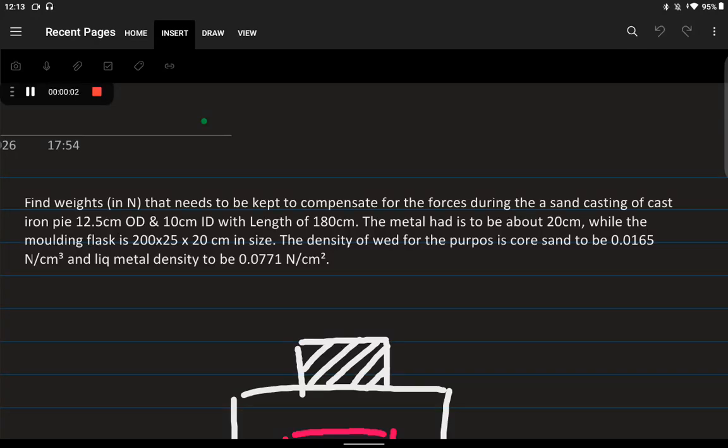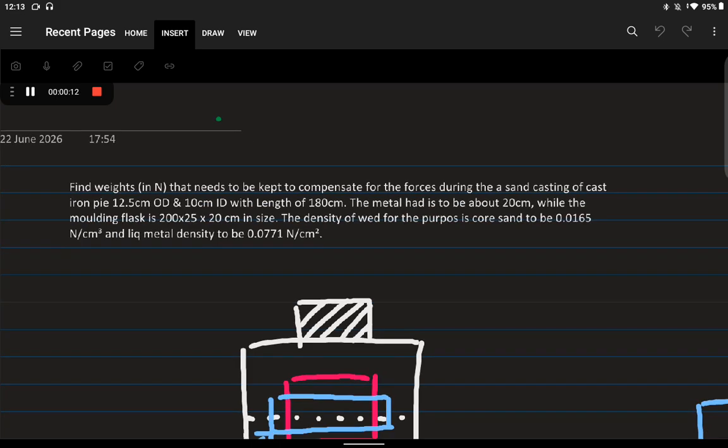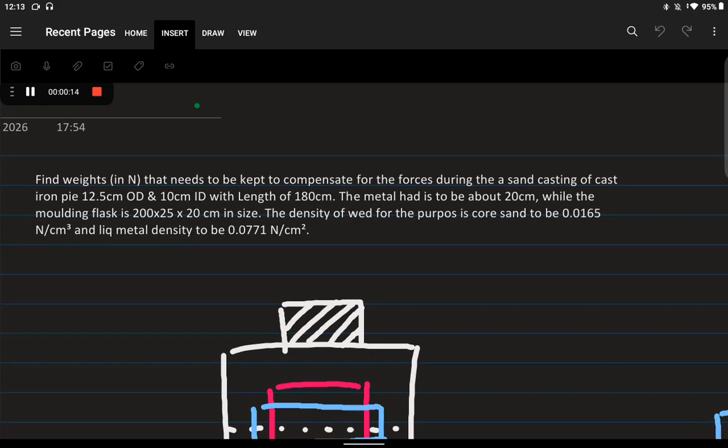So let's solve another question with core and metallostatic forces that are involved in core. The question goes as: find the weights that need to be kept to compensate for the forces during a sand casting of a cast iron pipe of 12.5 cm OD and 10 cm ID with a length of 180 cm. So the dimensions of the pipe are given.